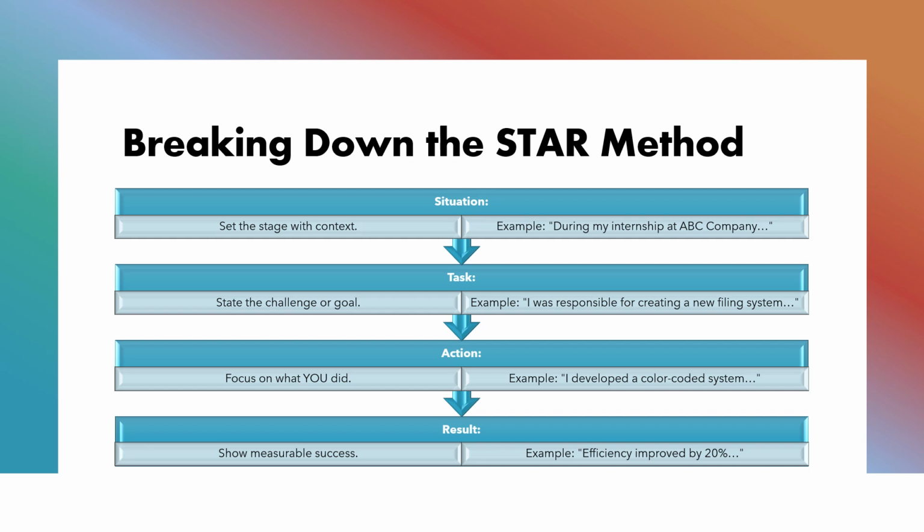This slide is a breakdown of the STAR method, similar to what I described in the last slide, but we're going to break it down a little further in a different situation. So the situation: set the stage with context. During my internship at ABC Company. The task: I was responsible for creating a new filing system. The action: I developed a color-coded system. And the result was a measurable success in this case: efficiency improved by 20%.